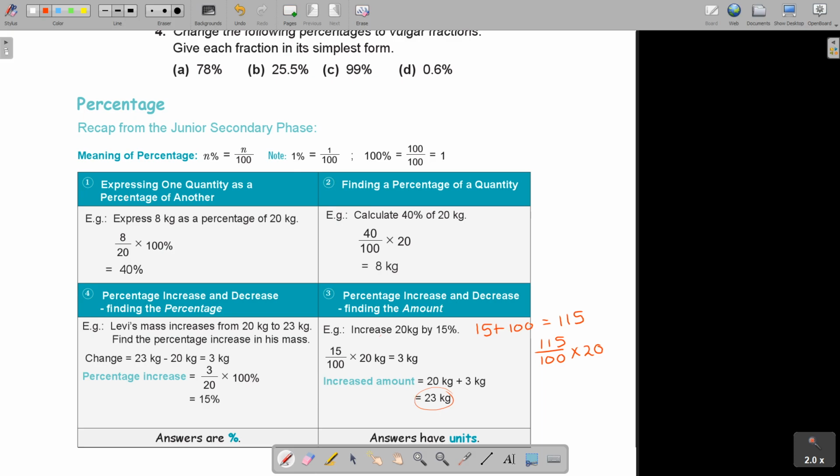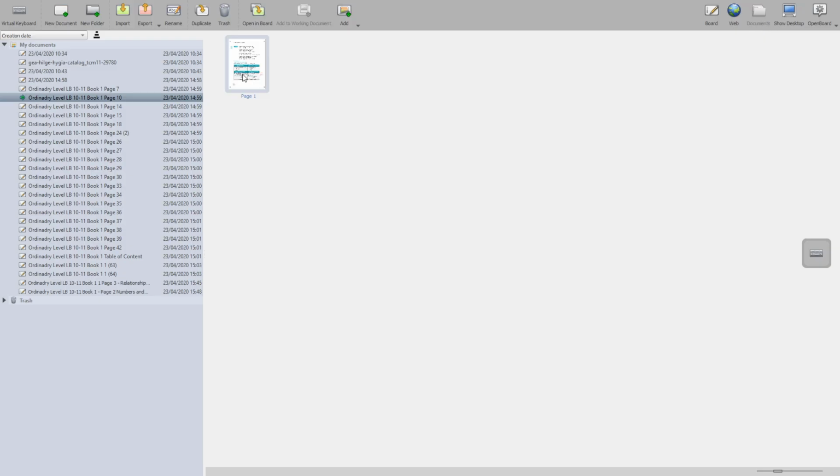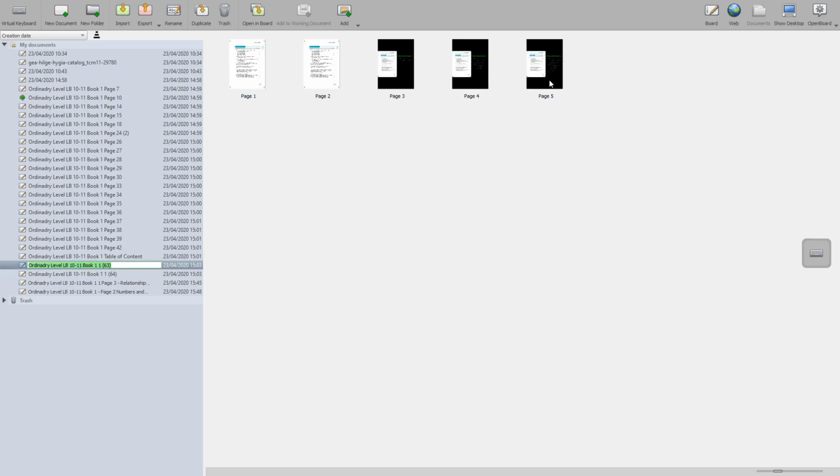And then the last one, Levy's mass increased from 20 to 23. Find the percentage increase in his mass. So first get the difference, that's 3, and now I'm making a percentage, so I put 3 over the original one, which was 20. Multiply by 100%, and that will give me 15%. Okay, let's go back to the question. That was a very basic one. In part 2, we will look at one that's not so basic.